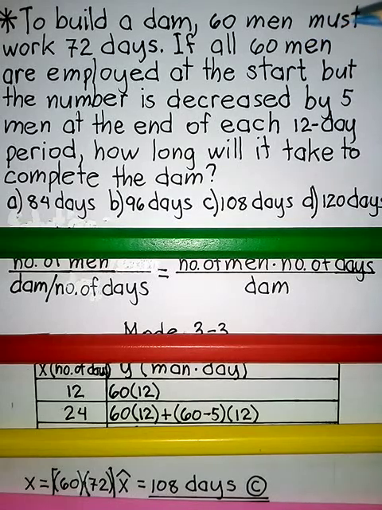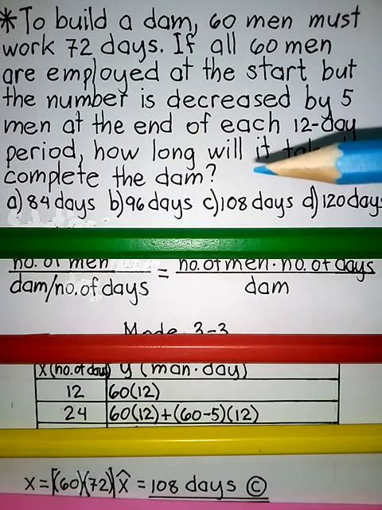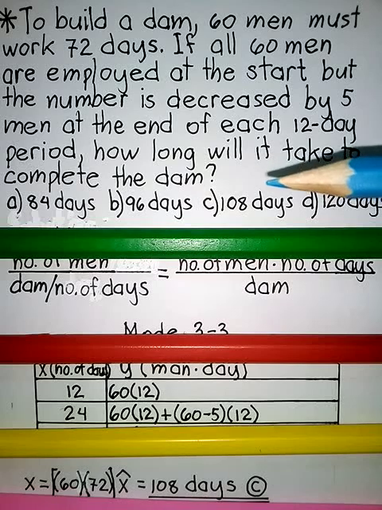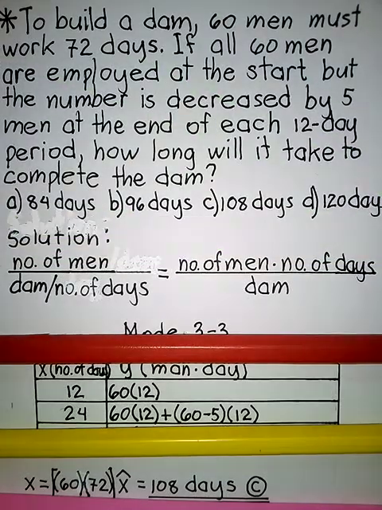To build a dam, 60 men must work 72 days. If all 60 men are employed at the start, but the number is decreased by 5 men at the end of each 12-day period, how long will it take to complete the dam? We have the choices: A, 84 days; B, 96 days; C, 108 days; and D, 120 days. So let's have the solution.